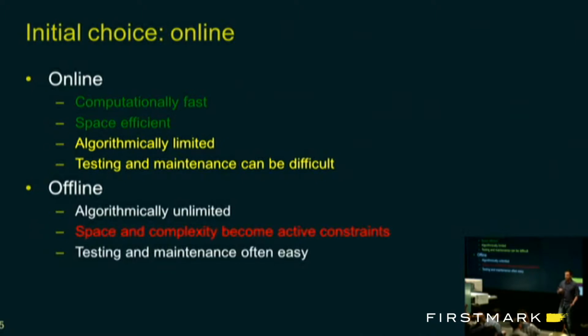You can't do everything you want in a streaming fashion as you could if you had all the data sitting in front of you. Some people have put a lot of work into making that limitation go away, but it's still always there with us. And offline, well, it's algorithmically unlimited. If you have all the time in the world and all the space in the world, you can do whatever you want. Unfortunately, space and complexity become an active constraint, and that was kind of the motivator for us.